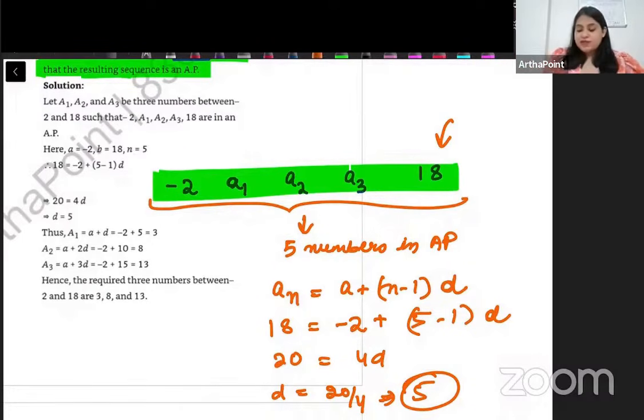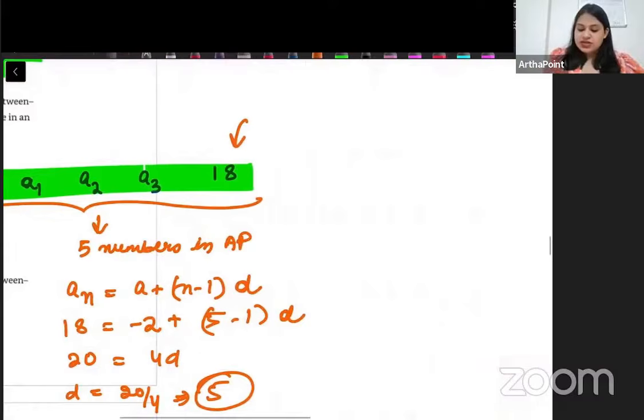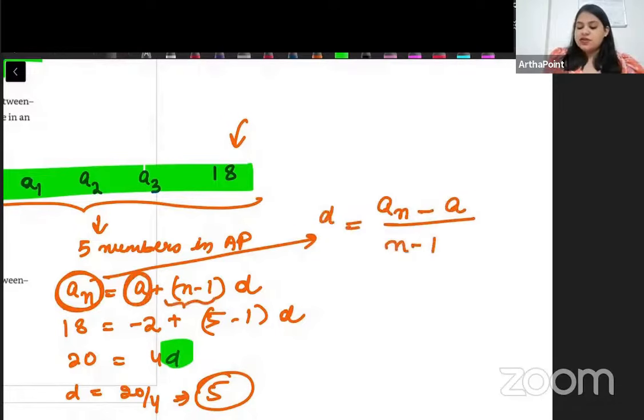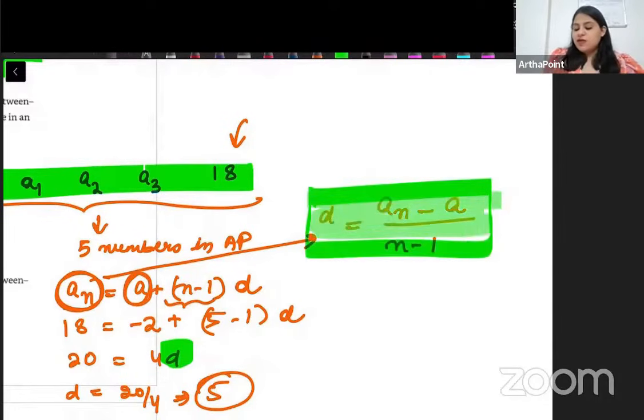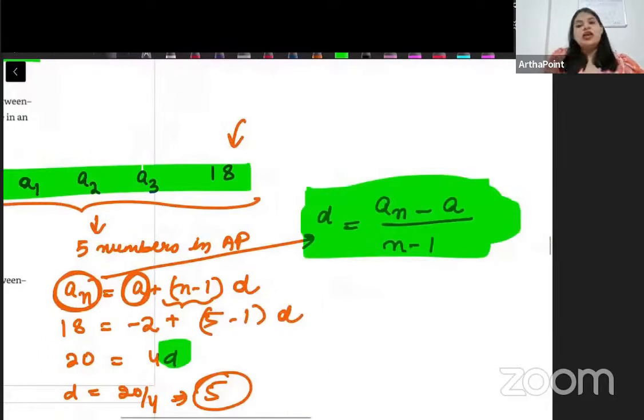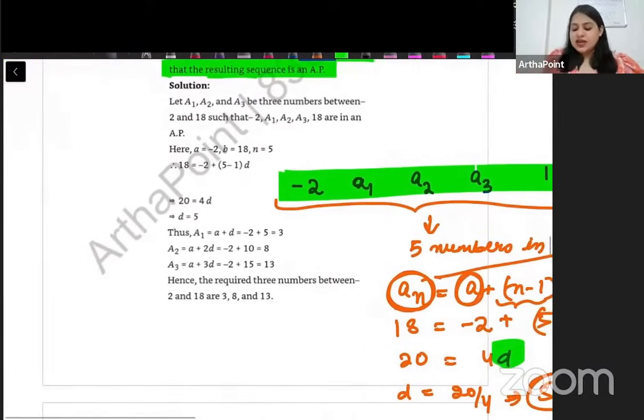So basically, ये जो हमने D निकाला है बेटा, this D that I have found out. How did I find this D? Beta, this was the last number of the series. This was given to you. I subtracted the first number of the series and I divided it by N minus 1 and I got the common difference D. This is the formula to find the common difference D. Once you have found this common difference D, then you can go ahead and find the entire series.